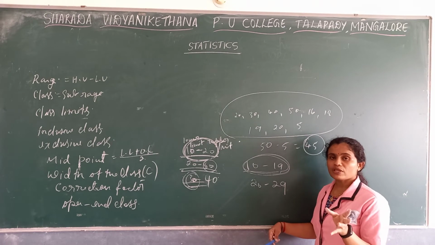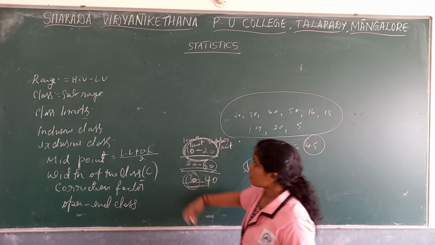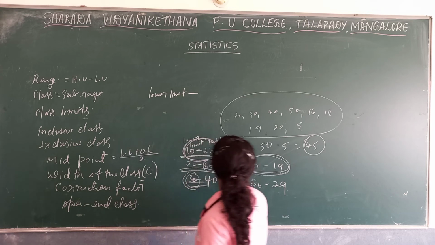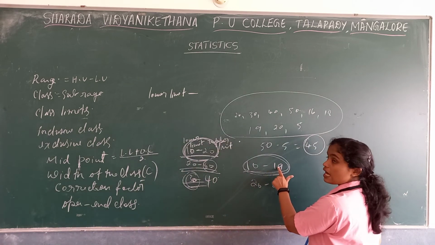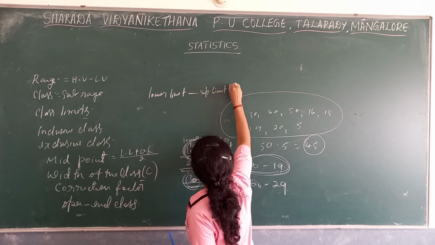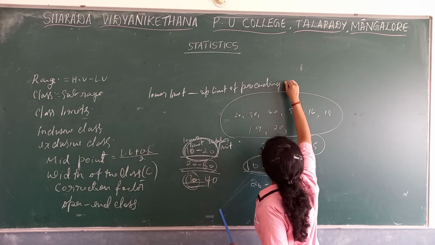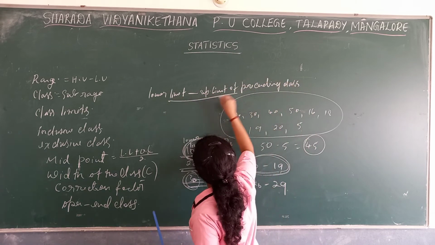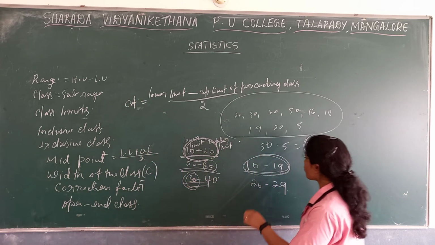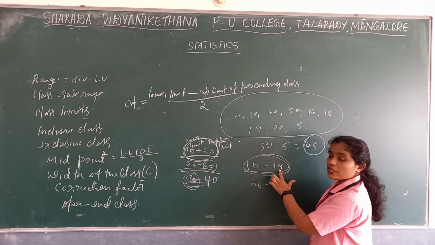But there they have given one particular formula. What is that formula? The lower limit minus the upper limit of the previous class, the upper limit of the preceding class, divided by 2. This is the formula given for correction factor. What is the formula? Lower limit minus upper limit of the preceding class.